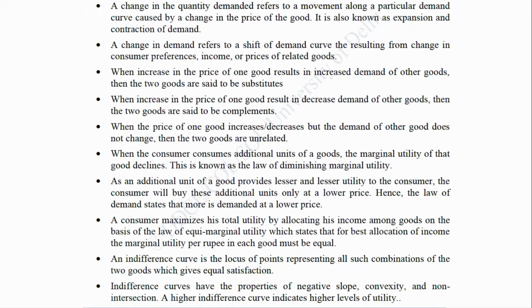Number 8. A consumer maximizes his total utility by allocating his income among goods on the basis of the law of equimarginal utility, which states that for best allocation of income, the marginal utility per rupee in each good must be equal. Number 9. An indifference curve is the locus of points representing all such combinations of the two goods which gives equal satisfaction. Number 10, indifference curves have the properties of negative slope, convexity, and non-intersection. A higher indifference curve indicates higher levels of utility.